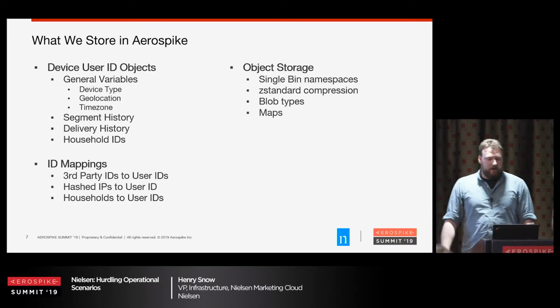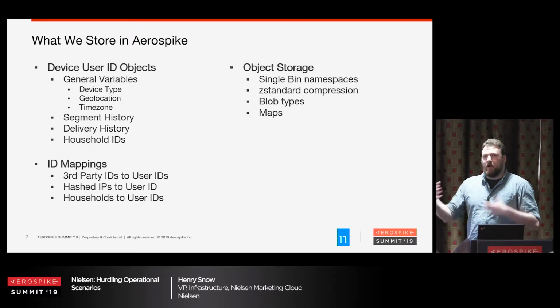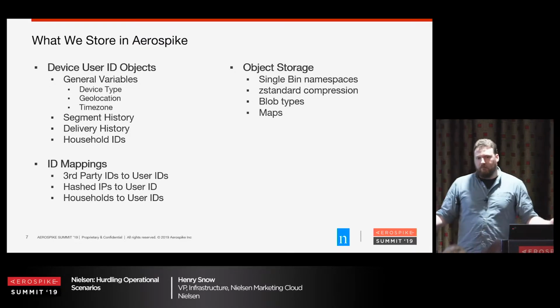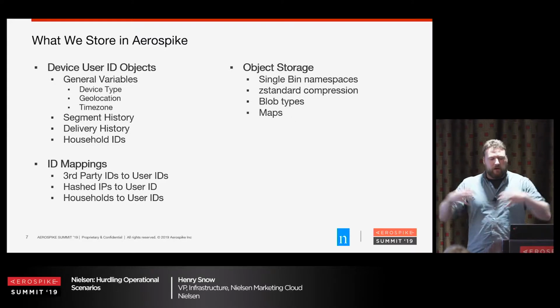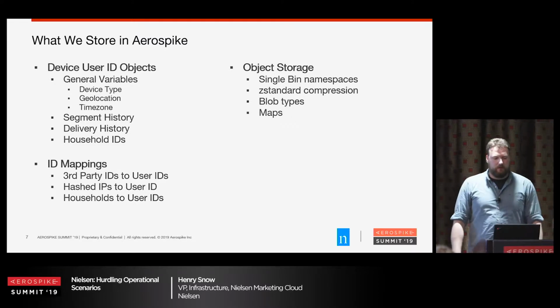Map data types are pretty useful if you want to interact with an object, but not retrieve the entire object from Aerospike, or you don't want to do a write that will cause an entire object rewrite.